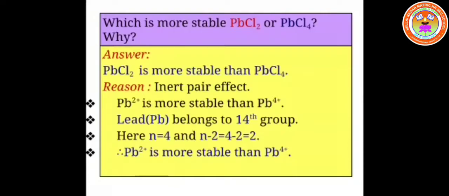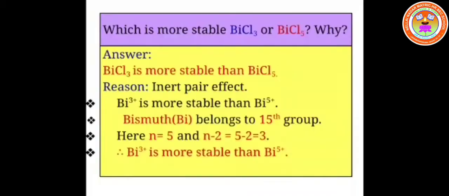In PbCl2, the oxidation number for Pb, lead, is +2. In PbCl4, the oxidation number for lead is +4. So PbCl2 is more stable than PbCl4. Okay, children? The reason is that Pb2+ is more stable than Pb4+. So these are the consequences of the inert pair effect. This is also a similar question.